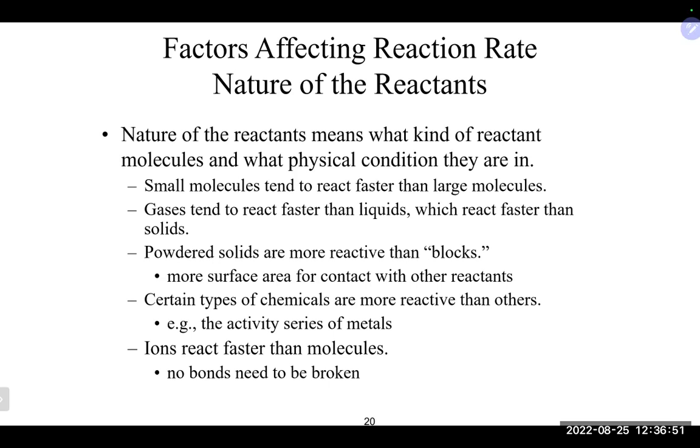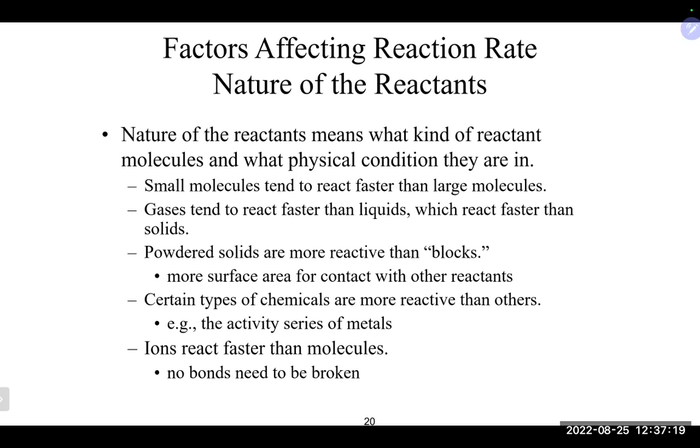Which is why when you have a solution and you add something to it, say some silver nitrate to sodium chloride, the sodium ions that are now floating around can find the chloride ions really quickly, and you make the white silver chloride solid, which is a common reaction that you do a lot. So ions, because they're typically in solution, are floating around and good to go. They react a lot faster than molecules, where you might have to break some bonds and stuff like that.